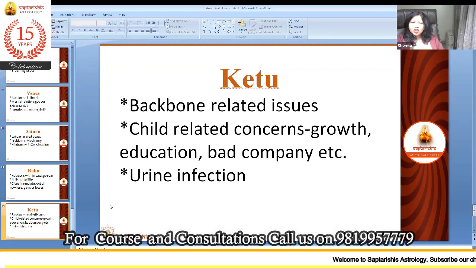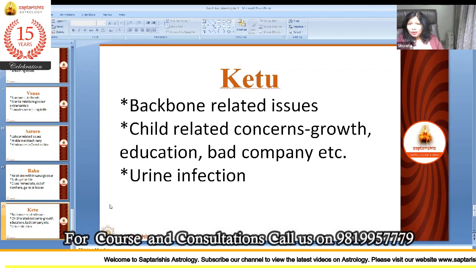So any tension related to children, your children are not studying, your children are into bad company, your children are not on good terms with you, right? Any issue related to children, you know that you have to do some remedy for Ketu.